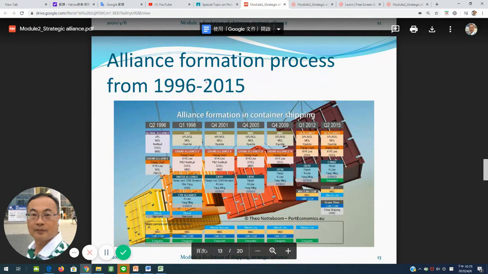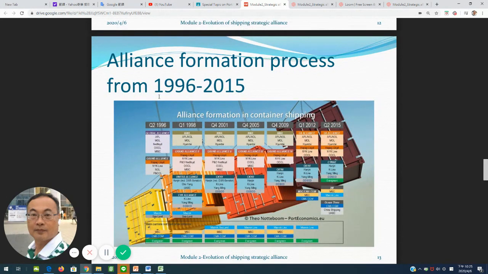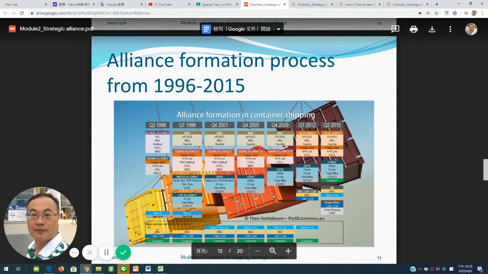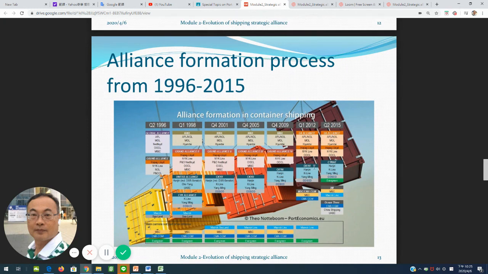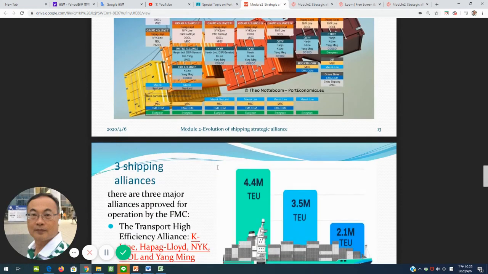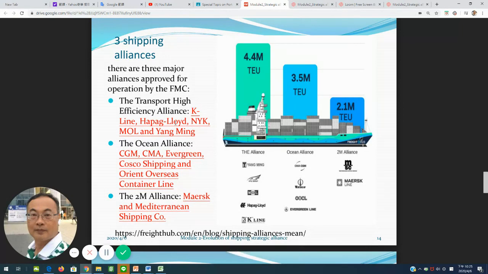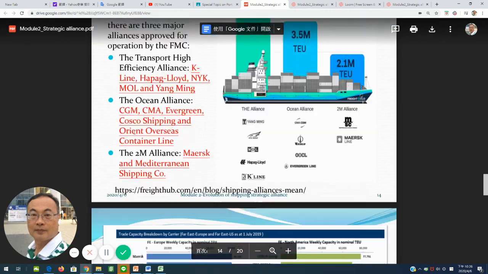Okay, here to show you the formation process from 1996 to 2015. 1996 included Global Alliance and Grand Alliance, but by 2015 they became the G6, CKYHE, 2M, and Ocean Alliance. Okay, here, as we just mentioned, the alliances are the Ocean Alliance, the 2M, and others. You can see the alliance including 4.4 million TEU, the four Ocean Alliance members provide about 3.5 million TEU, and 2M 2.1 million TEU.